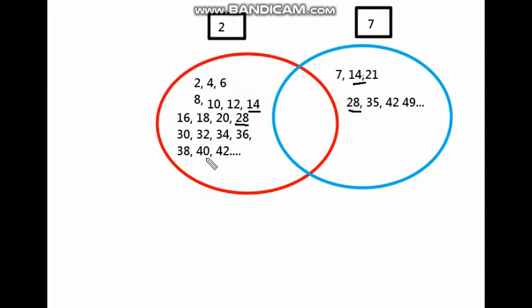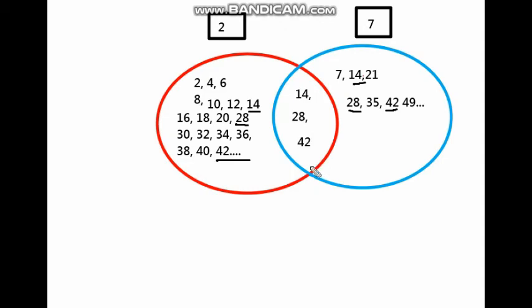32, 34, 36, 42. Yes, 42 is coming in both the tables. 7 6s are 42 and here 21 2s are 42. So here we got 3 common multiples, 14, 28, 42. So let us write in this intersection. So here common multiples of 2 and 7 are 14, 28 and 42.